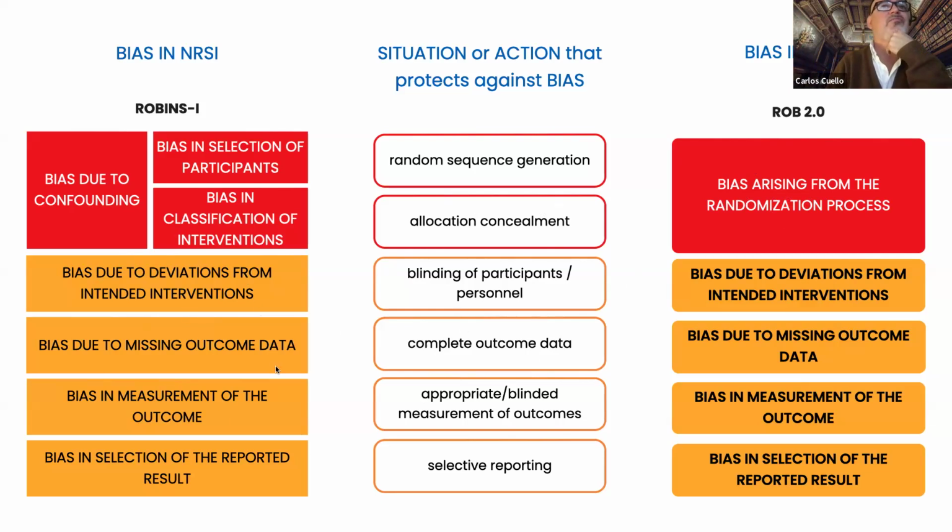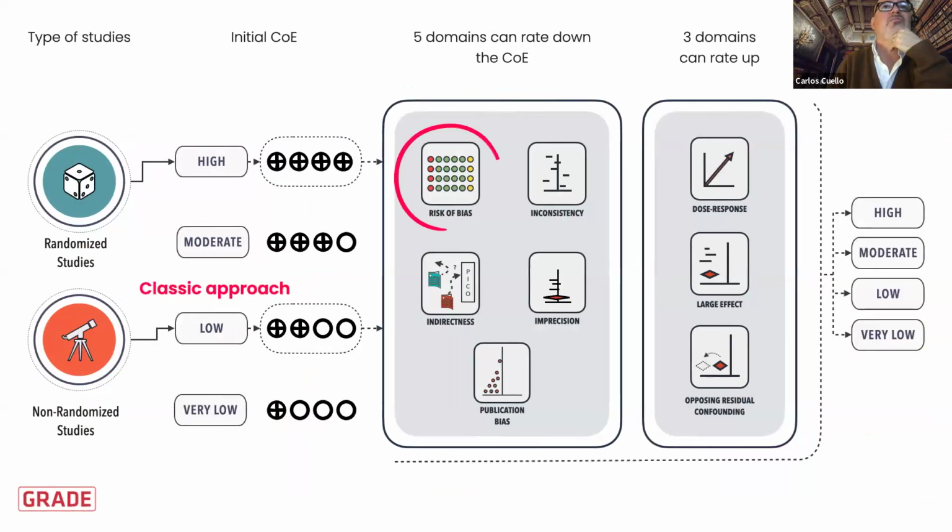But if you go beyond that, the domains in risk of bias are pretty much similar between observational studies and randomized trials. So this also impacted how we grade the bodies of evidence. You remember the classic approach is to consider non-randomized studies as low certainty and those of randomized studies as high certainty.